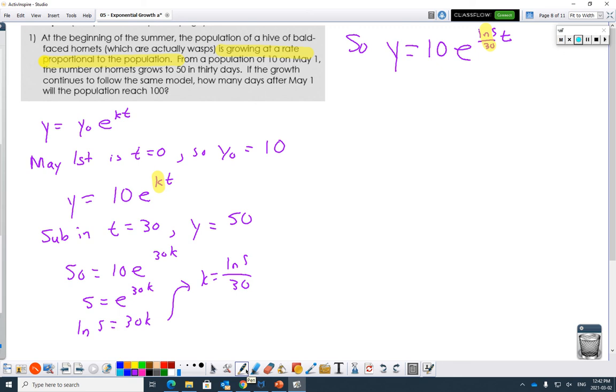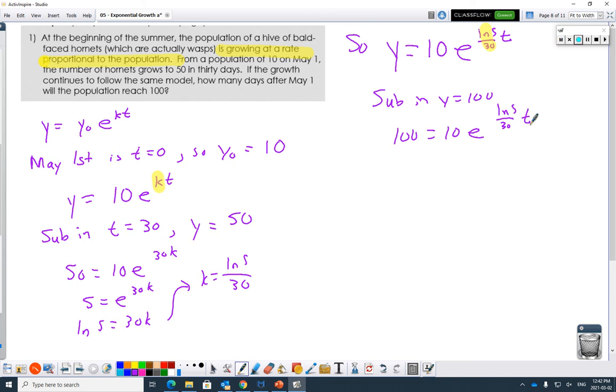If the growth rate continues along the same model, how many days after May 1st? Oh, I made May 1st t equals 0, so that's okay. Nothing to worry about there. How many days after May 1st will the population reach 100? Sub in y equals 100: 100 equals 10 e to the ln 5 over 30 t.